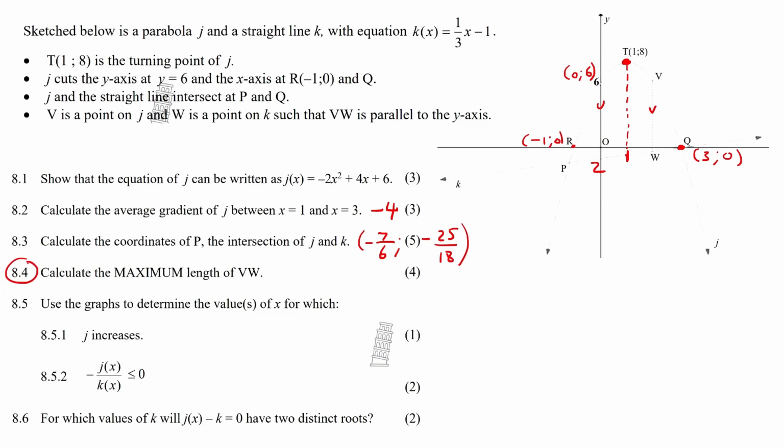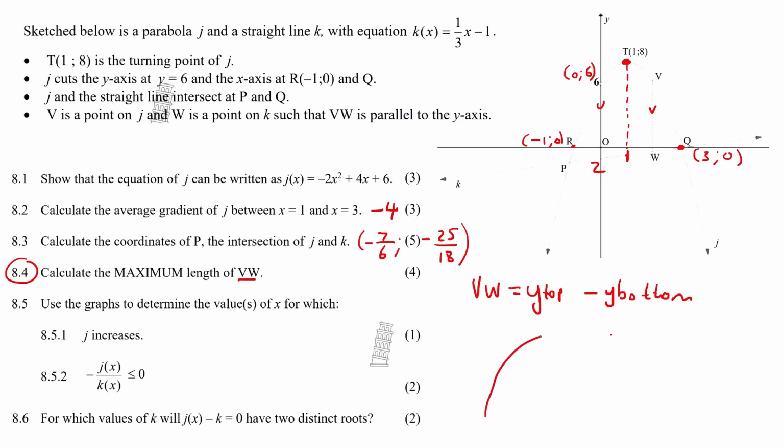Okay, this question says calculate the maximum length of VW. Easy marks. To work out the length of VW, you're just going to take the y value of the top graph minus the y value of the bottom graph. Let me explain why I say that.